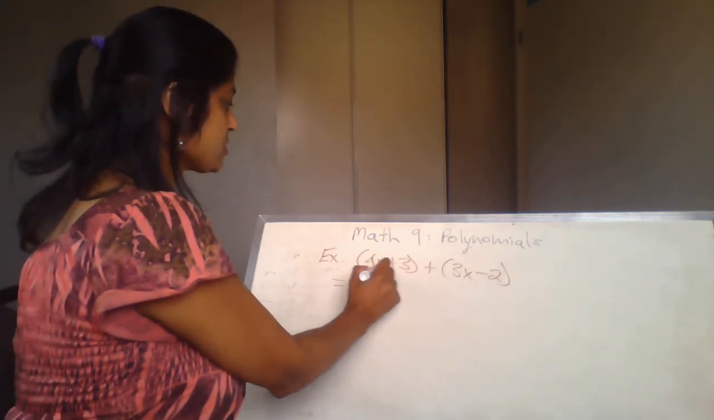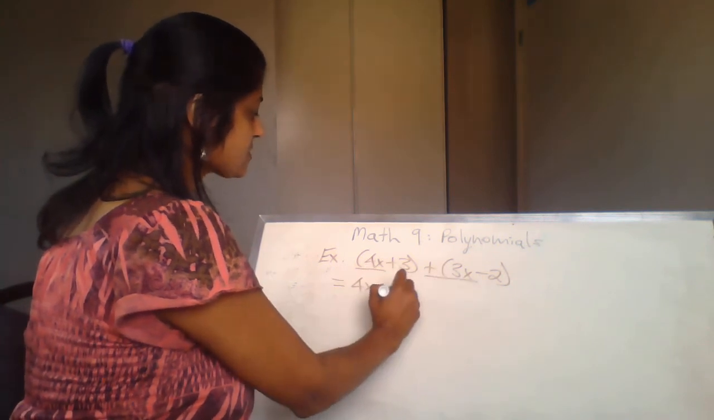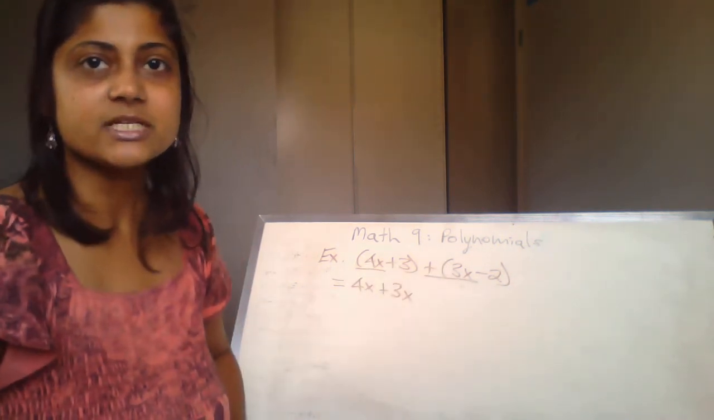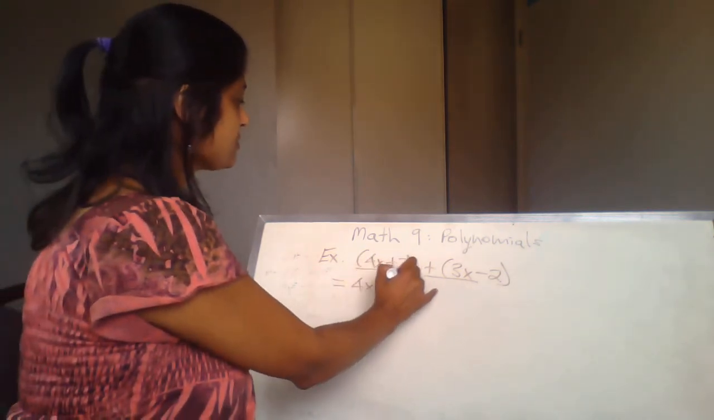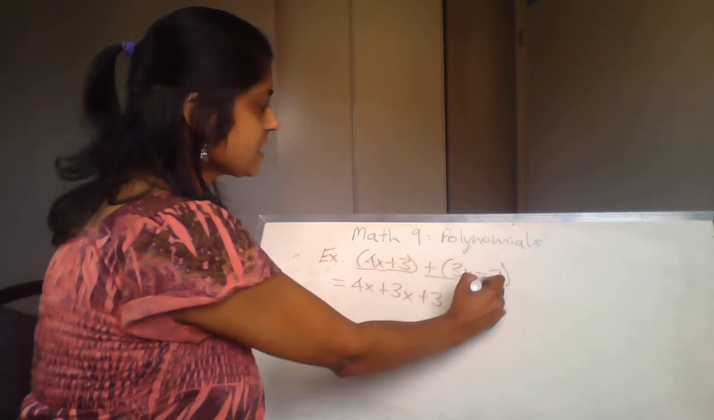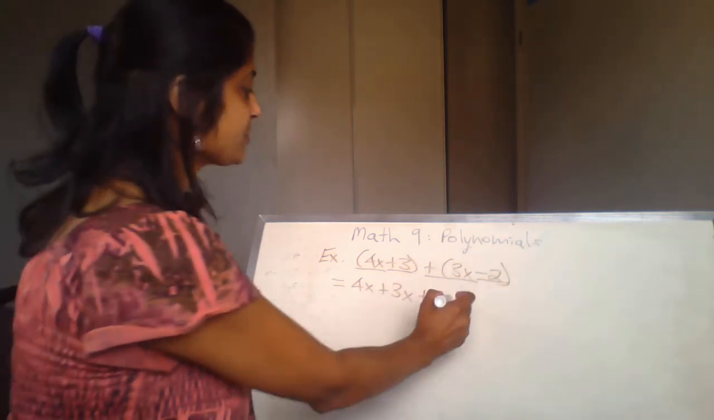Okay, so again, I'm going to just underline this. So 4x, okay, plus 3x. Again, make sure you're taking the sign that is in front of the number. I'm going to do plus 3. And right here, if you look at this last term, it's actually minus 2.